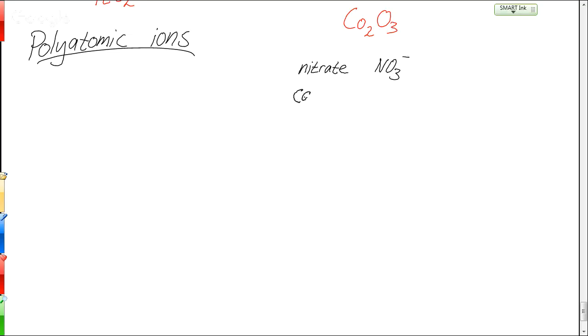Nitrate, carbonate. So here's what you remember with these ions. You remember the name, the formula, and the charge. You need to know the charge because when we balance them out in compounds, you need to know how many of this ion go with how many of this ion. So it's not enough to just know that carbonate is CO3. You have to know that it's CO3 with a -2 charge.